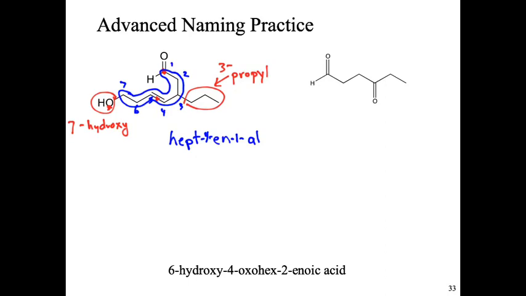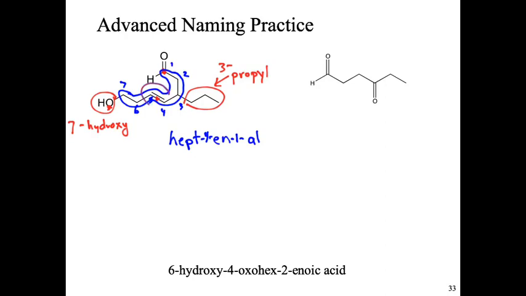Alphabetically, hydroxy (H) comes before propyl (P), and I get 7-hydroxy 3-propyl hept 4-ene 1-al. And I'm still wrong. How come? You haven't specified E or Z. The alkene has a cis or trans, E or Z configuration. You need to specify that in the name.